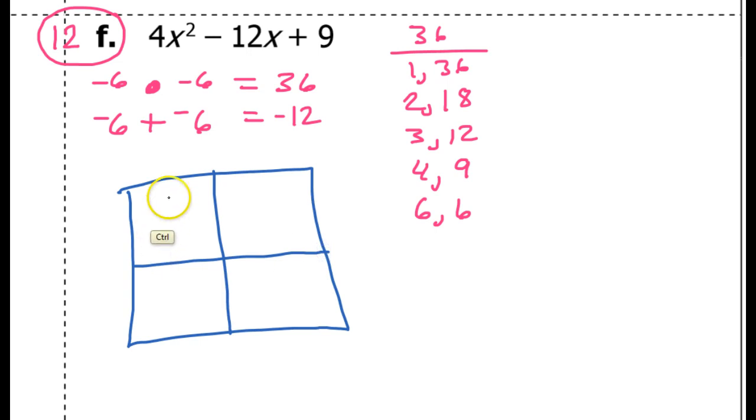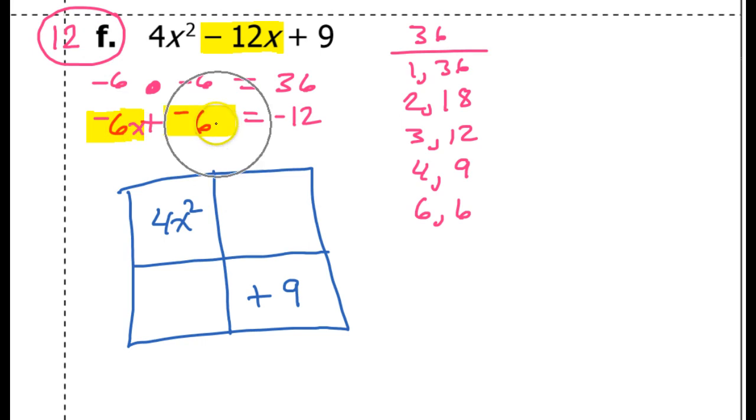In the first box, we put the first term, 4x squared. In the last square, we put the last term. In the other two squares, we are going to take the middle term and split it up into two terms. Okay, and that's what we will put in these last two squares. So we will have negative 6x and negative 6x, which I will write here and here. Notice that together they make negative 12x, just like we wanted.